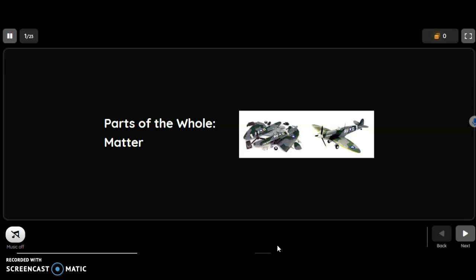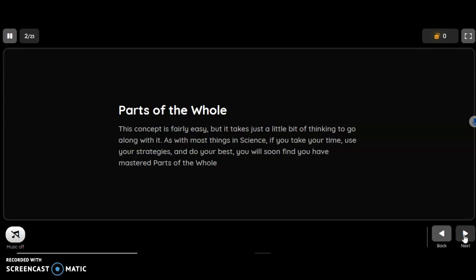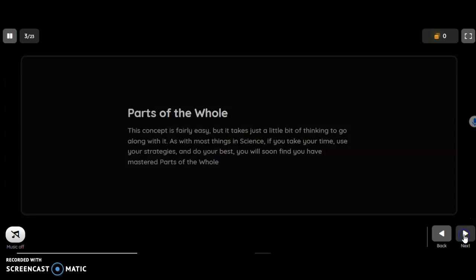Parts of the whole, or when we're talking about matter, parts of matter and the whole of things. As we said in class at the very beginning, and this is the same slideshow for us at home that we did in class, this concept is very easy if you pay attention and follow along. Of course, there are some misconceptions that people can make, and there are some mistakes you can make here and there because there's a lot of math involved in this. But as a whole, I think this concept is actually fairly simple.